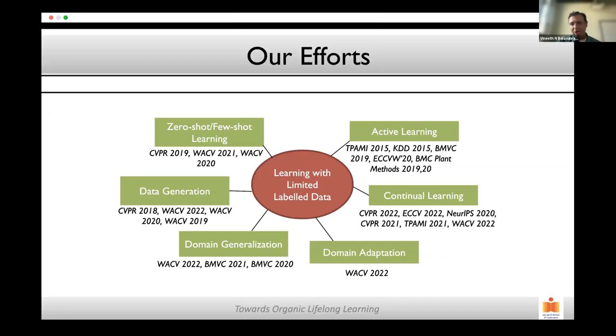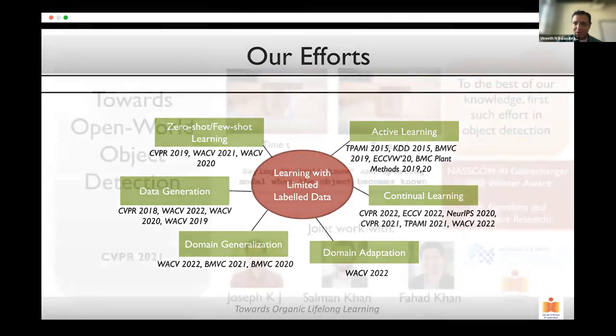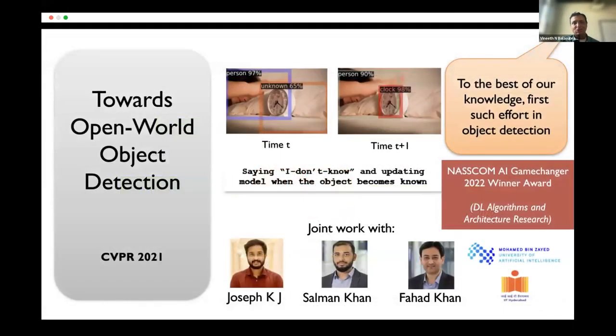And since then, we have been trying to look at more organic ways of merging these settings and bringing them together in meaningful ways. One of our first efforts in this direction was open world object detection. To the best of our knowledge, this was perhaps the first work on object detection in an open world setting. This also was recognized in India through an organization called NASSCOM. It won an award there last year. And this is joint work with Joseph, who's one of the organizers of the conference here, and also Salman and Fahad from MBZ UAI at Abu Dhabi.